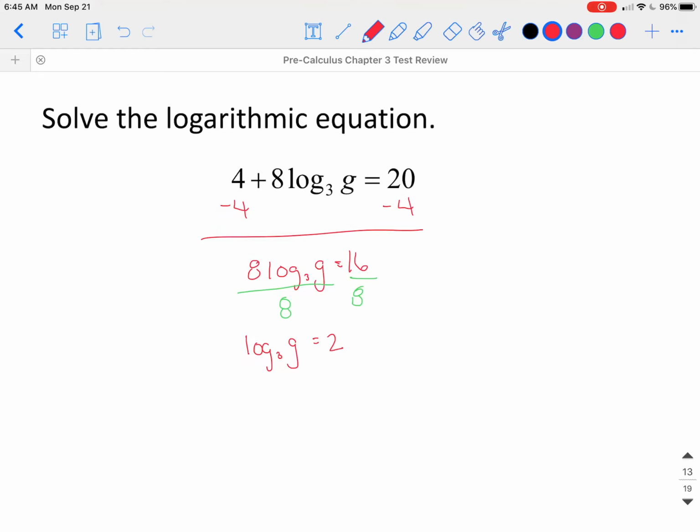To get rid of the log base 3, we need to raise everything to an exponent. So I can put a 3 out front here, put a 3 out front here, make everything our exponent. So this is 3 to the log base 3 of g is equal to 3 squared. The 3 and log base 3 will cancel. So on the left side, you're just left with g, and 3 squared is going to give you 9.